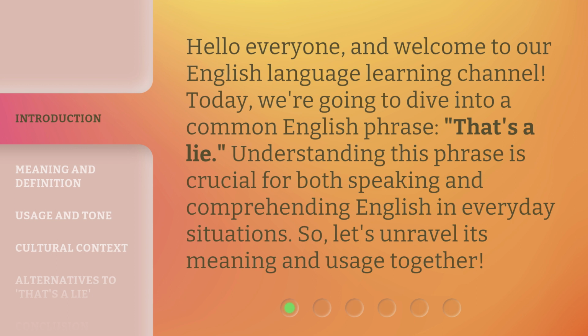Today, we're going to dive into a common English phrase, "that's a lie." Understanding this phrase is crucial for both speaking and comprehending English in everyday situations. So, let's unravel its meaning and usage together.